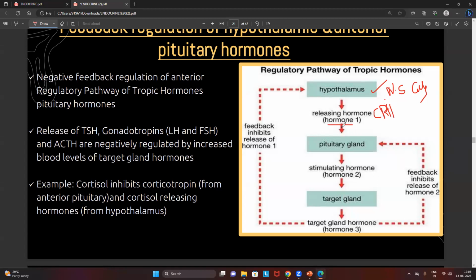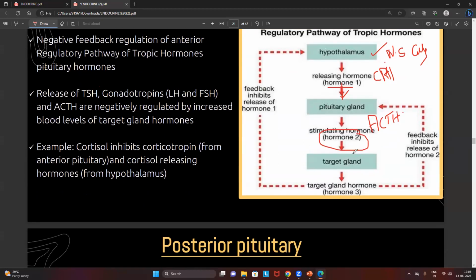Then via blood circulation, it reaches the pituitary gland. It stimulates the pituitary gland to synthesize hormone 2. What is that particular hormone 2? We can call it adrenocorticotropin hormone. Now the adrenocorticotropin hormone acts on the target gland. What is the target gland in this particular case? In this case, the target gland is the adrenal gland. So it acts on the adrenal cortex and releases what hormone? The final hormone, which is cortisol.